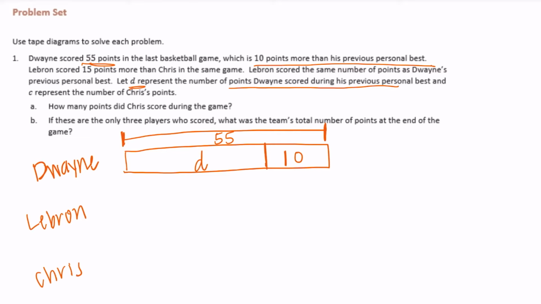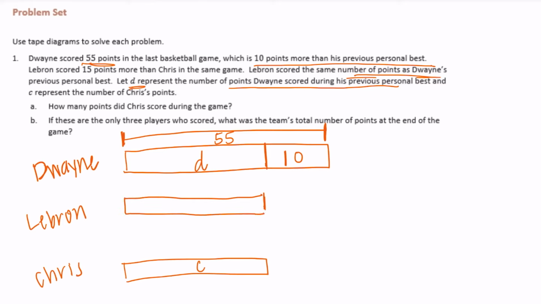So LeBron scored 15 points more than Chris in the same game. But do we know anything about Chris? We don't. So Chris is just going to be C. And LeBron scored 15 points more than Chris and the same number of points as Dwayne's previous personal best. So here's Dwayne's previous personal best, D. So he scored the same number of points as Dwayne's previous personal best, and he scored 15 points more than Chris. So that means that Chris is 15 less than Dwayne. So we could either use LeBron as that D, or we could use it as C plus 15.